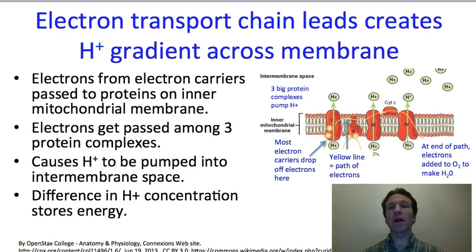It turns out that each time one of the electron carriers drops off electrons, there are multiple opportunities for this electron transport chain to pump hydrogen ions. And the more hydrogen ions that get pumped, the more ATP will be able to be made.